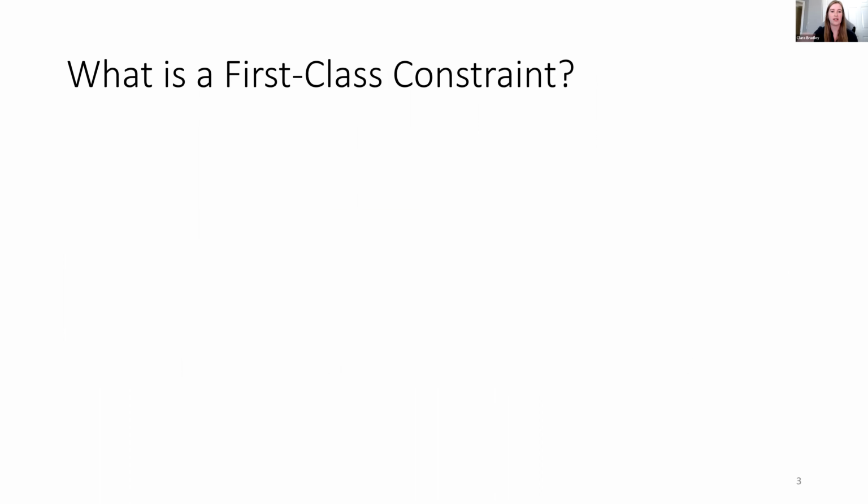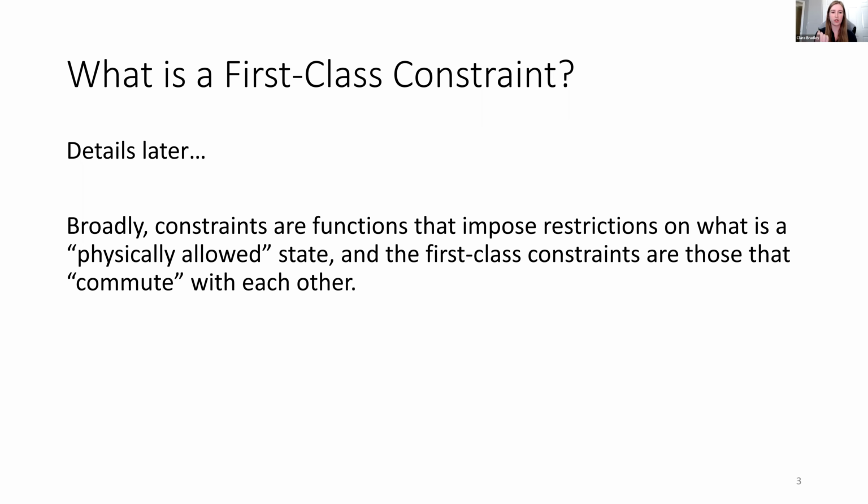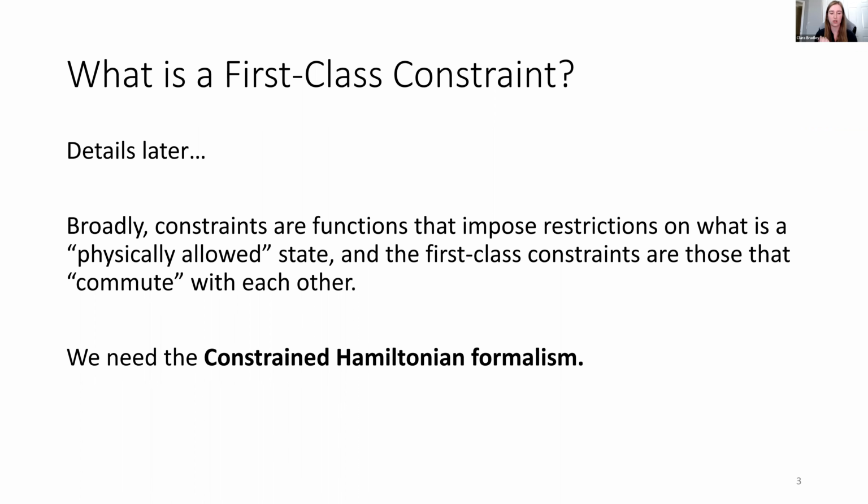So the second thing we need to know is, what is a first-class constraint? Well, we need some more machinery in order to answer this, and I'm going to describe this in detail later. But broadly, a constraint is a function that imposes restrictions on what counts as a physically allowed state. And the first-class constraints are those that commute with each other in a particular way. But in order to make these things more precise, we need what's known as the constrained Hamiltonian formalism.